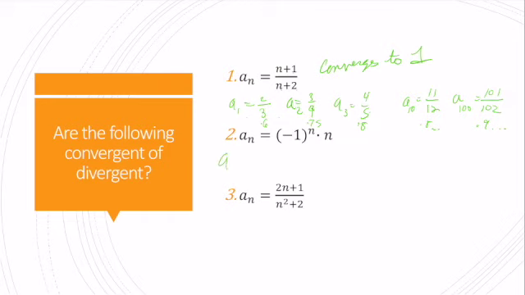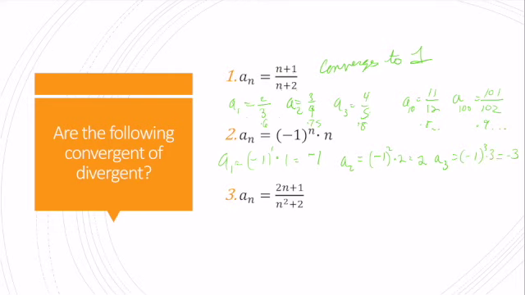I have a sub 1 equals negative 1 to the first times 1, which gives me negative 1. A sub 2 equals negative 1 squared times 2, which is 2. A sub 3 equals negative 1 cubed times 3, which is negative 3.